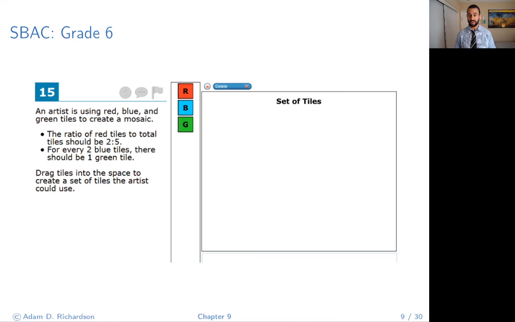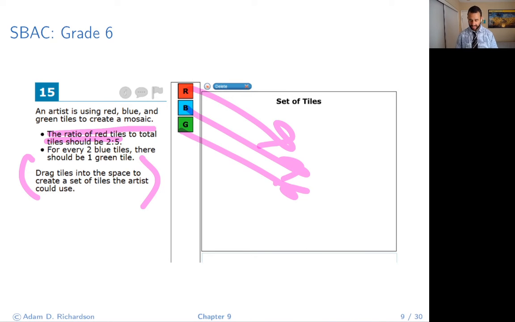This is the 6th grade SBAC, Smarter Balanced exam. And the question says, an artist is using red, blue, and green tiles to create a mosaic. The ratio of red tiles to total tiles needs to be 2 to 5. And for every 2 blue tiles, there should be 1 green tile. So what that's saying is that the ratio of blue tiles to green tiles is 2 to 1. And then the question says to drag these little blocks into the space in such a way that both of those ratios are respected in that mosaic that you construct.